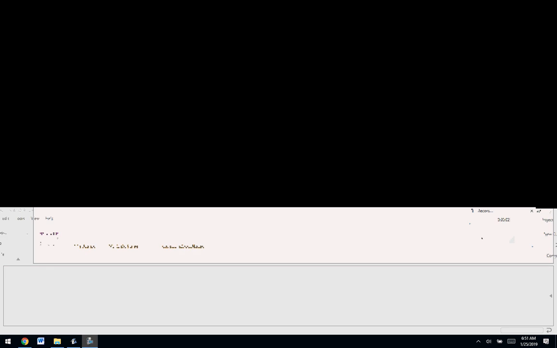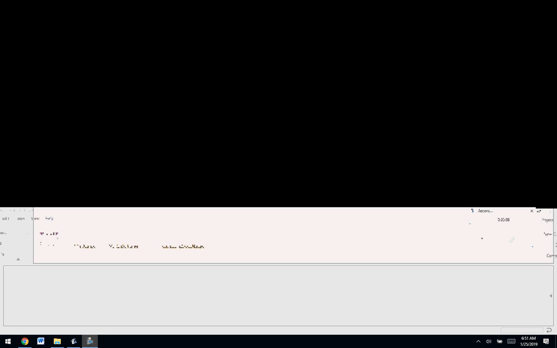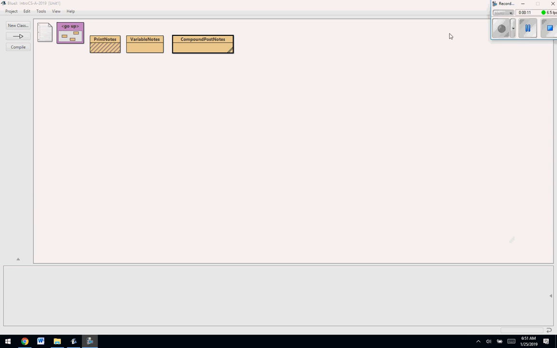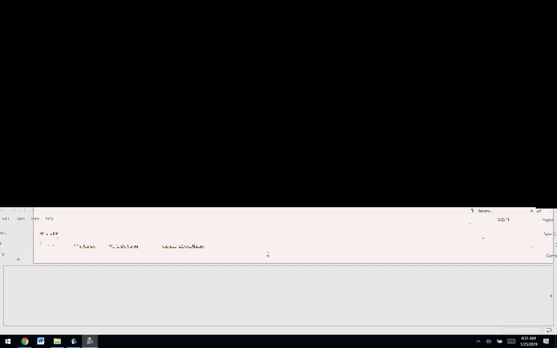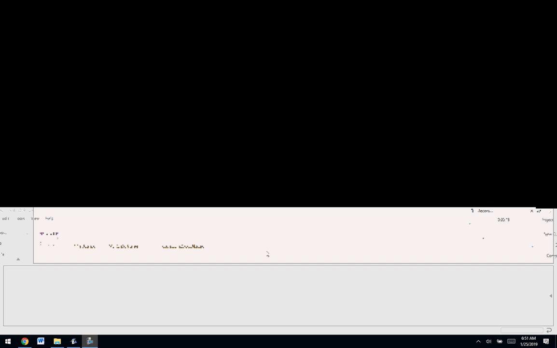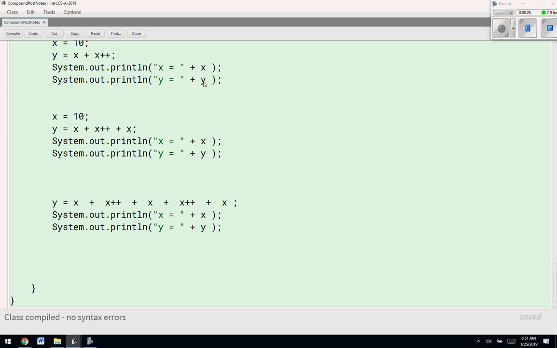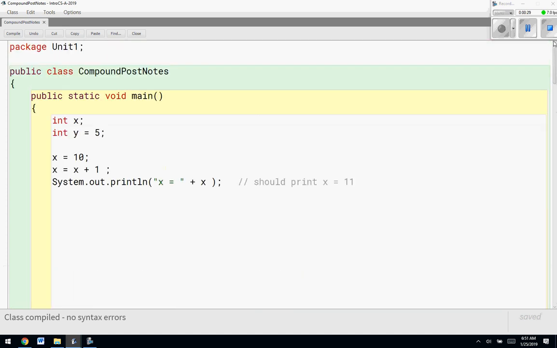Good morning, class. Today we're going to be looking at compound operators and post increments. So I emailed you notes. Go ahead, copy everything from that email. Make a new class, doesn't matter what you name it. Select everything that's in it, delete everything that's currently in it, and paste the notes from the email.